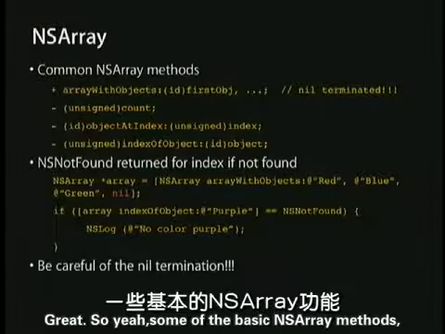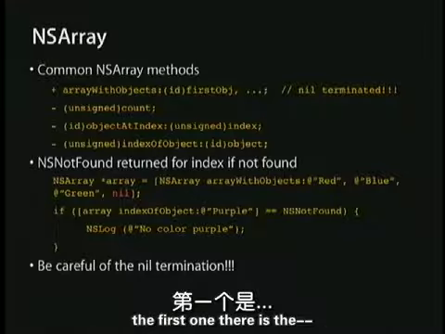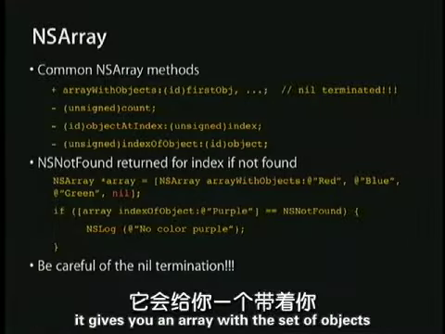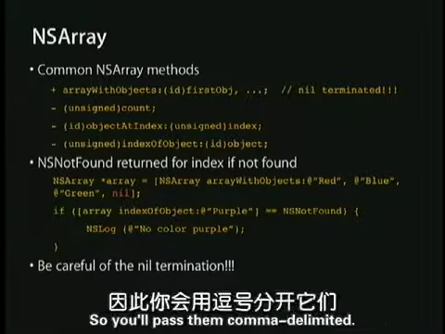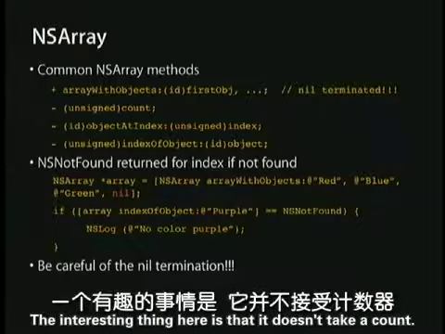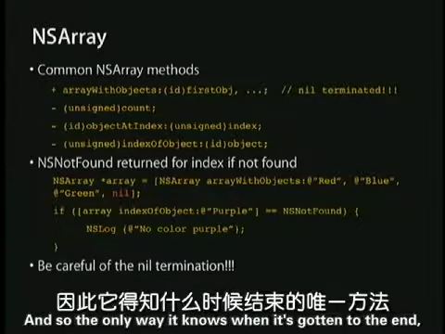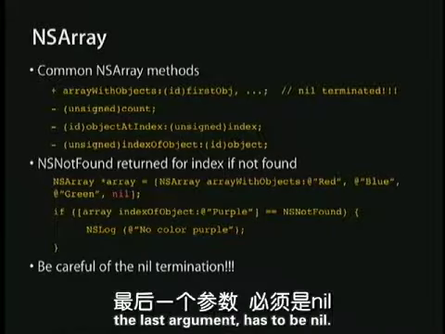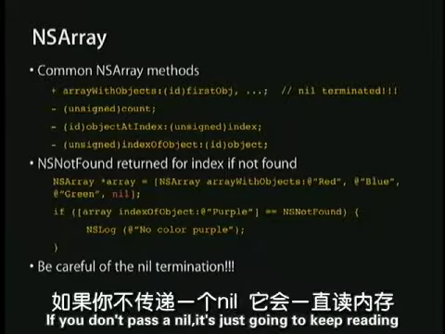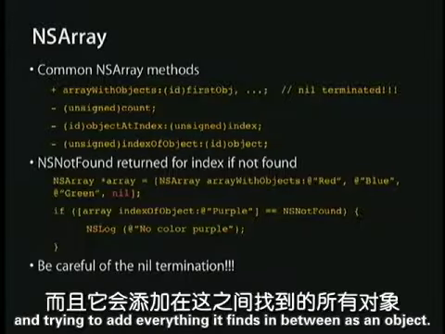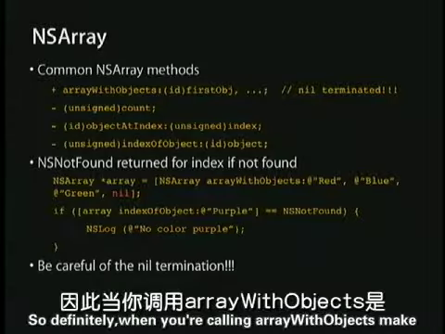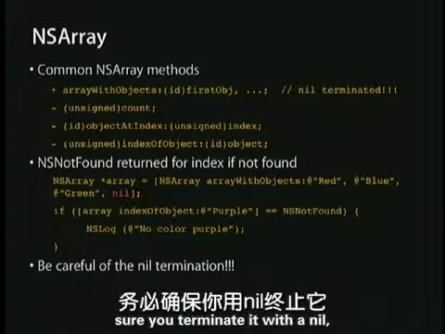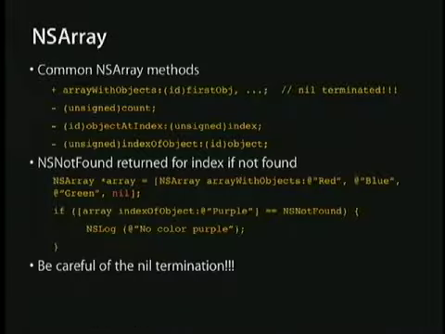So, some of the basic NSArray methods. The first one there is basically the way that you're usually going to get an array. It gives you an array with a set of objects that you've passed in. This also takes a variable number of arguments, so you'll pass them comma delimited. The interesting thing here is that it doesn't take a count, and so the only way it knows when it's gotten to the end is because the last argument has to be nil. If you don't pass nil, it's just going to keep reading into memory until it finds nil and trying to add everything it finds in between as an object. Usually doesn't work out too well for you. So definitely, when you're calling an array with objects, make sure you terminate it with a nil as the last object that you're passing.